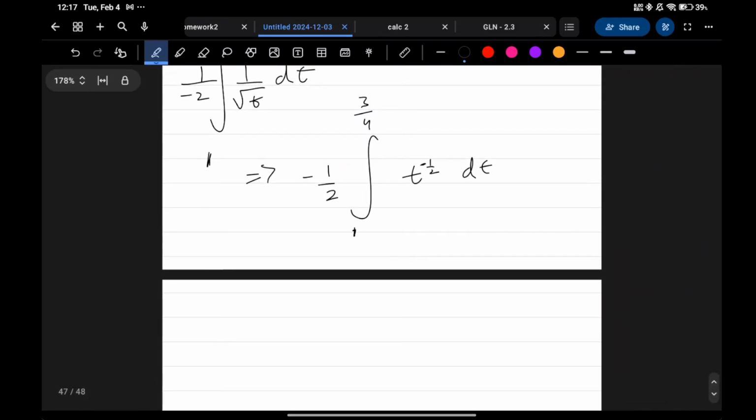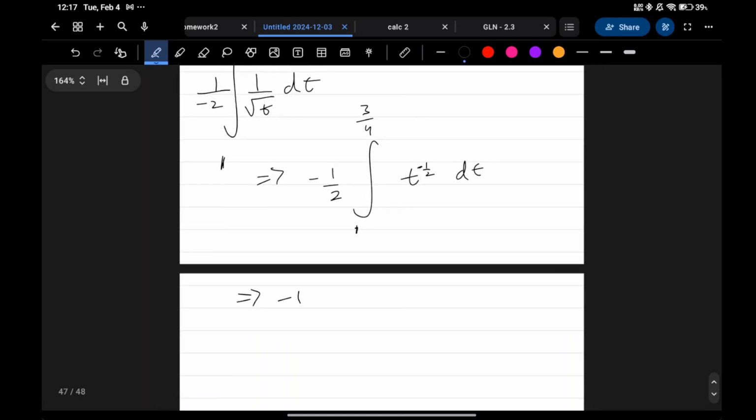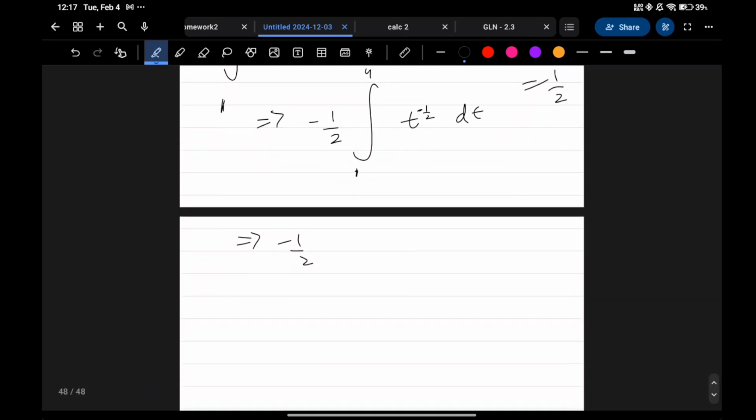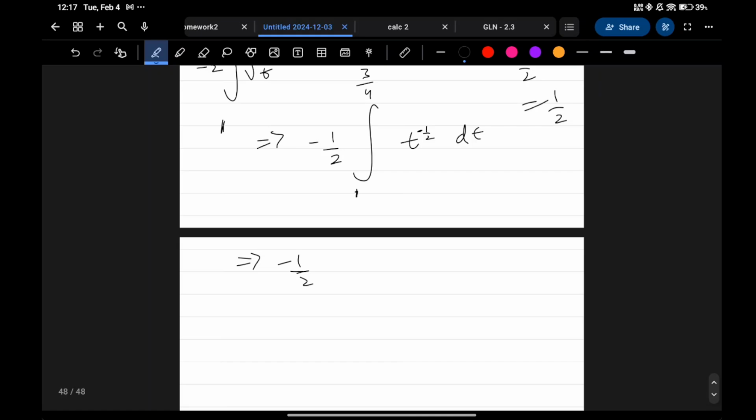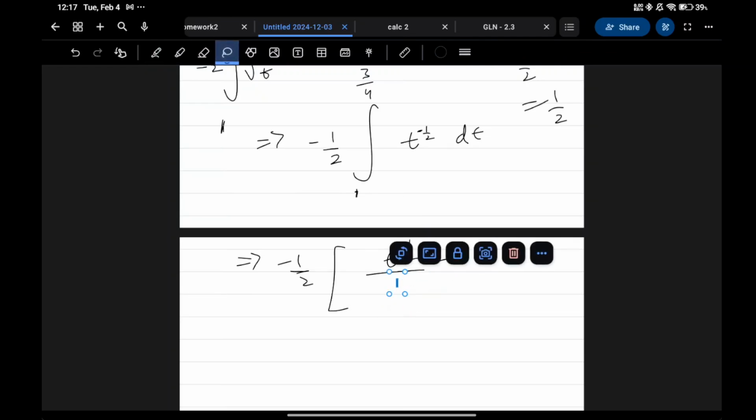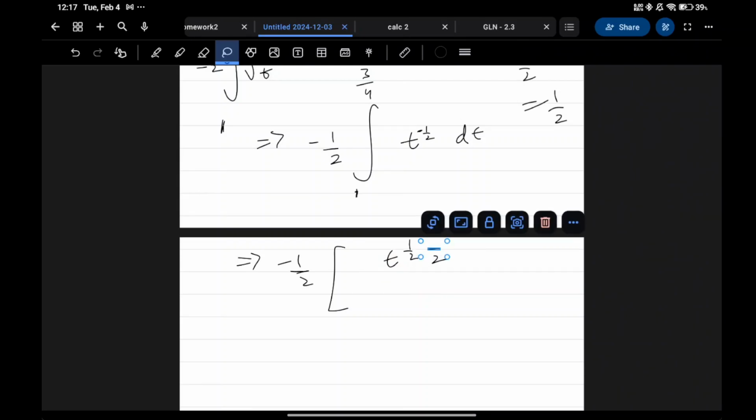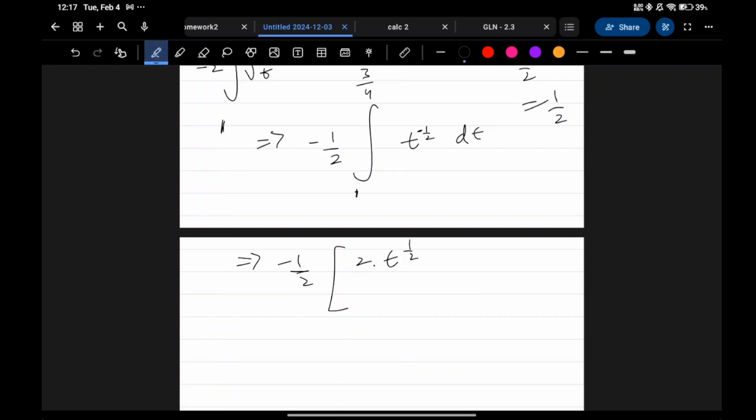Now my rule to antiderivate something was increase the power by 1 and divide by that power. Increasing the negative half by 1 would just give me half. So this would give me t to the power 1 over 2 over 1 over 2. This 2 goes to the top over here. 2 times t to the power 1 over 2, and the upper bound was 3 over 4.